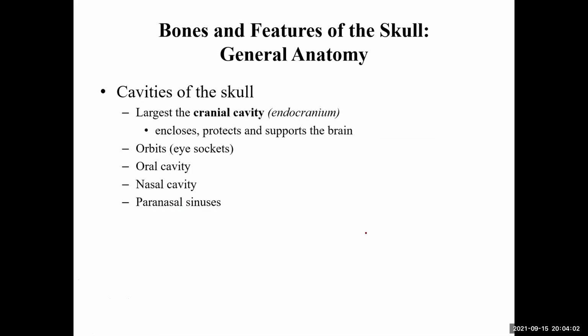Okay, so we talked about the bones that make up the skull. And so our skull has several cavities, and I want to go through those. The largest cavity is where we keep our brain. That is our cranial cavity, also known as the endocranium. For obvious reasons, the bones that surround that cranial cavity are going to offer protection.